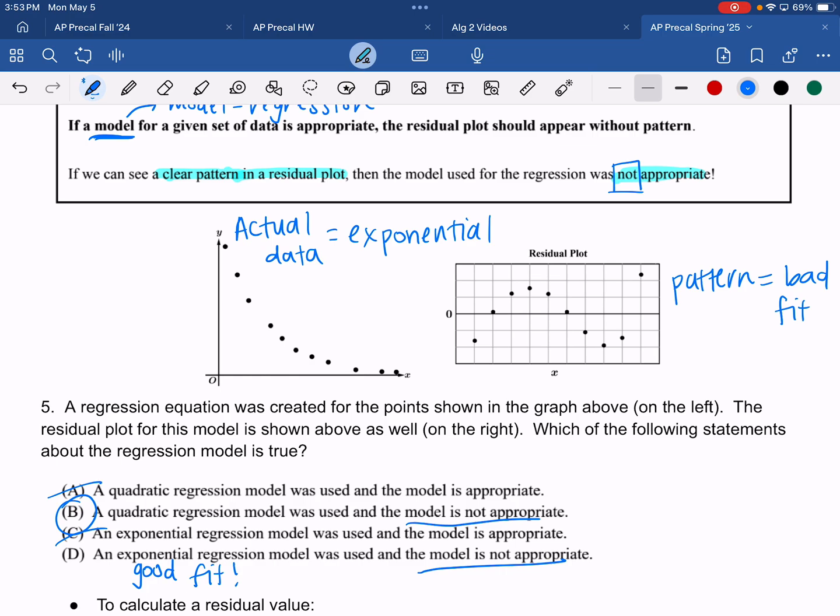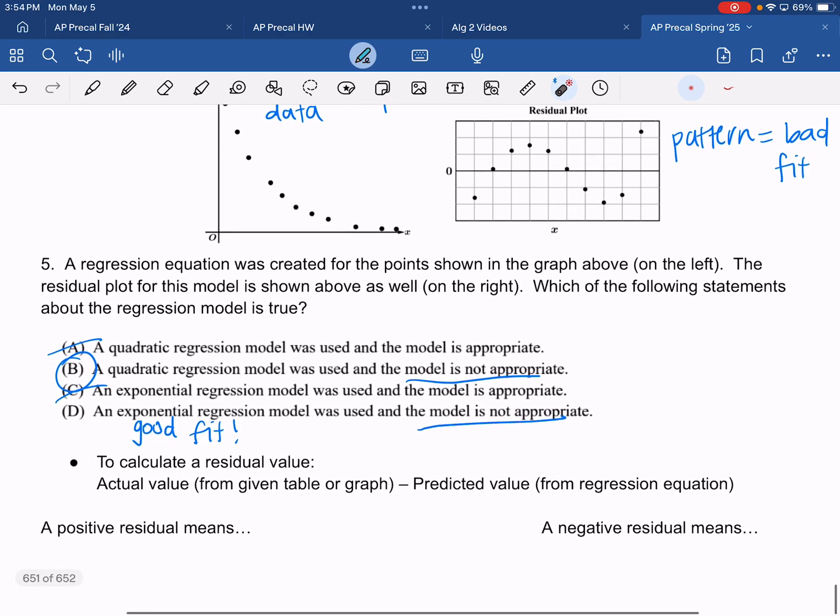So, let's walk through it one more time. The actual data is definitely an exponential shape. So if they had picked an exponential equation, their residual plot would be good. It would be no pattern. I thought the one on the left was the regression. I thought it was saying the regression model was exponential. They're just saying that this is the data, and then we don't know what the model actually is. Right. So the data you were given is exponential, not perfectly exponential.